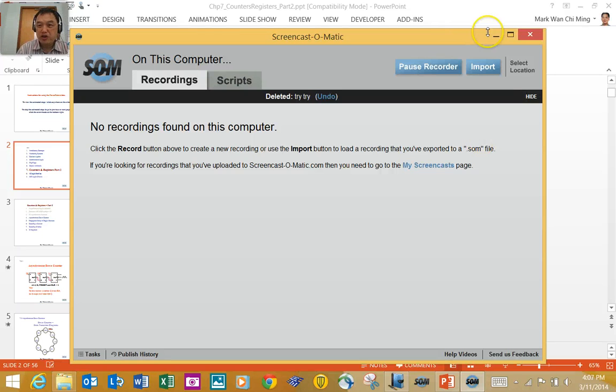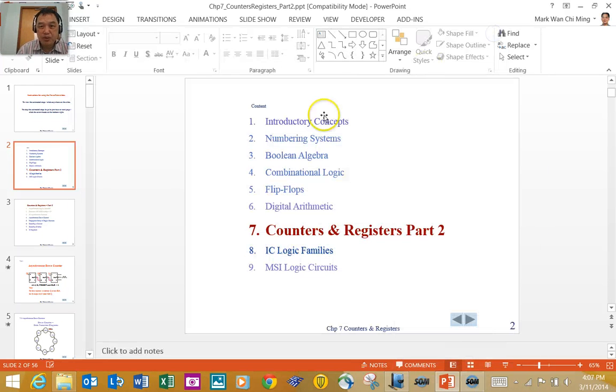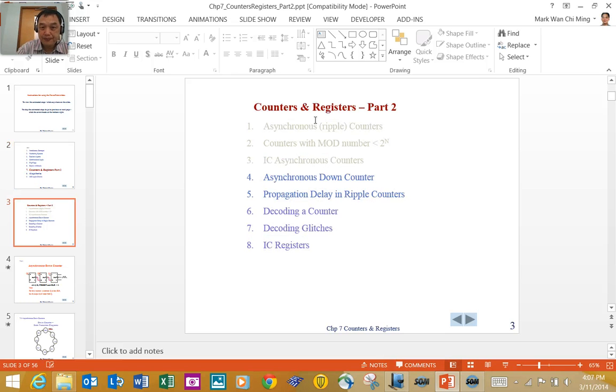Hi, we continue with chapter 7 part 2. Okay, let's have a look at that. We are going to continue with the asynchronous down counter, and also we look into the propagation delay in the ripple counter. We have to look at the decoding part, and also we look at the decoding glitches and some IC registers.